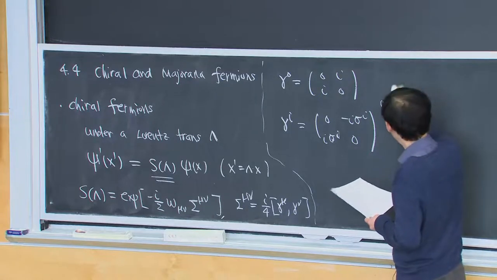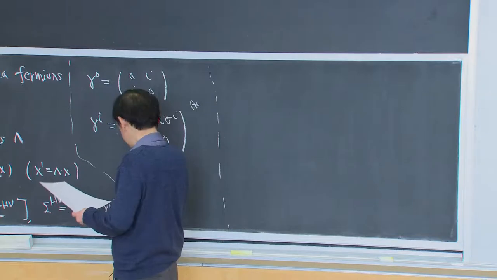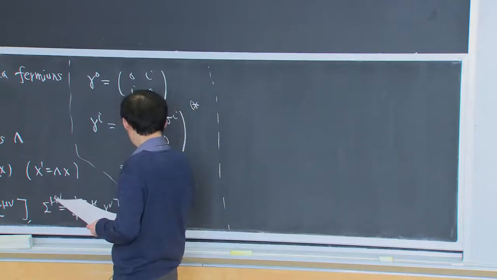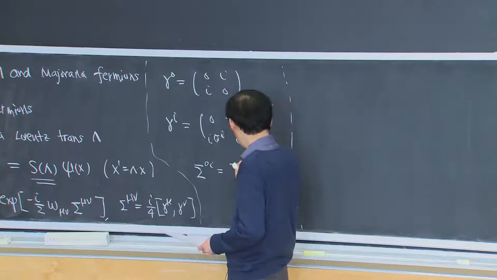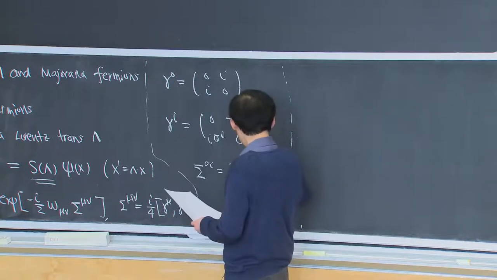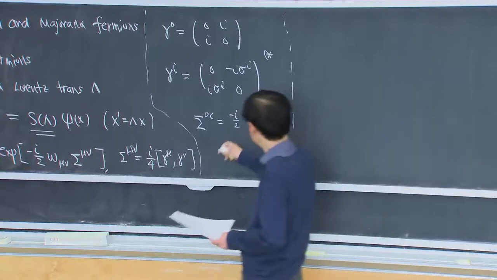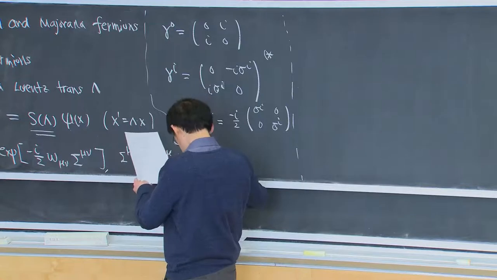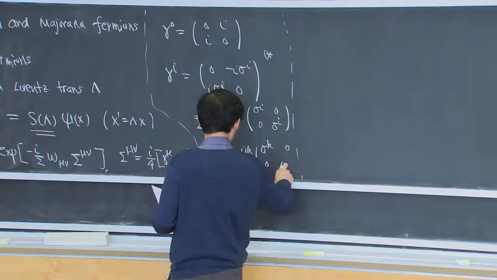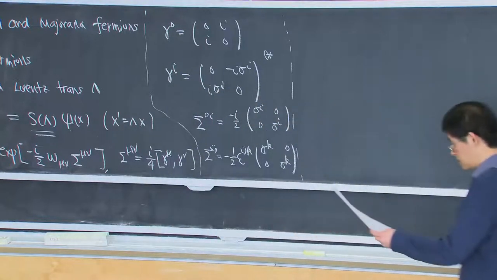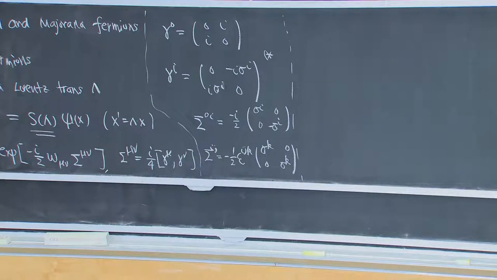I will call this choice star. And so you can also work it out. You find sigma 0 I, which is the sigma corresponding to the boost. You can just do the commutator, and find sigma 0 I is equal to minus i divided by 2 times a block diagonal form, sigma I, 0, 0, sigma I. Again, the small sigma I is always the Pauli matrices. And then you can also work out sigma I j. Then you find it's given by minus 1 half epsilon I j k, then sigma k, 0, 0, sigma k. Oh, sorry, here there's a minus sign. Okay, so you find that they have the following form.